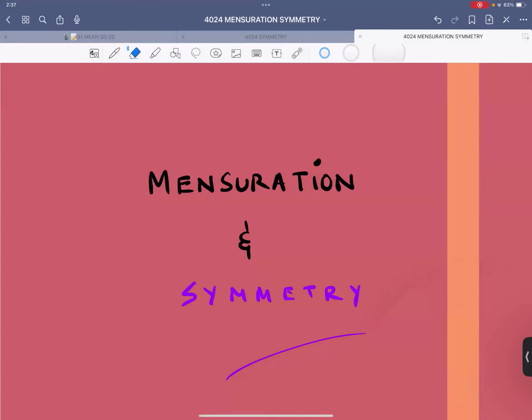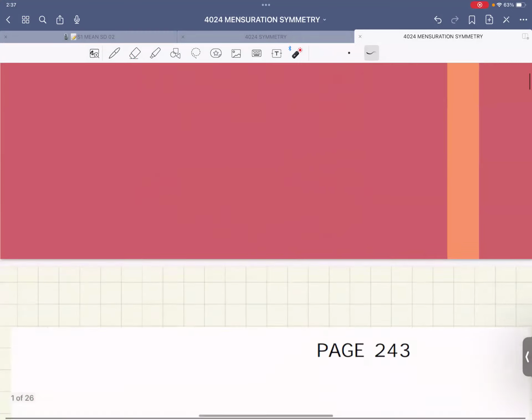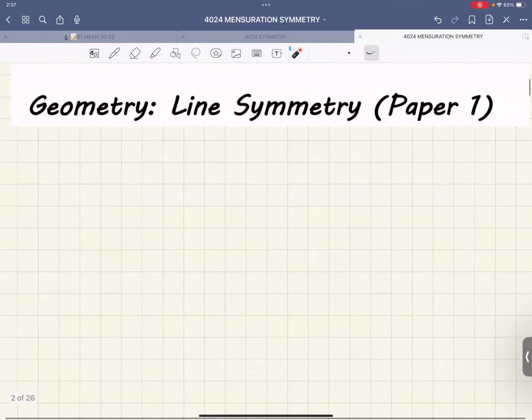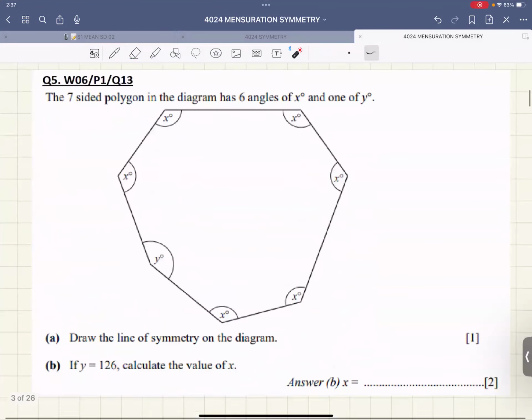We are starting with mensuration questions. And these mensuration questions, whether it's about 2D or 3D, it's related with symmetry. They are from the topical book. Let's do some paper one questions first.